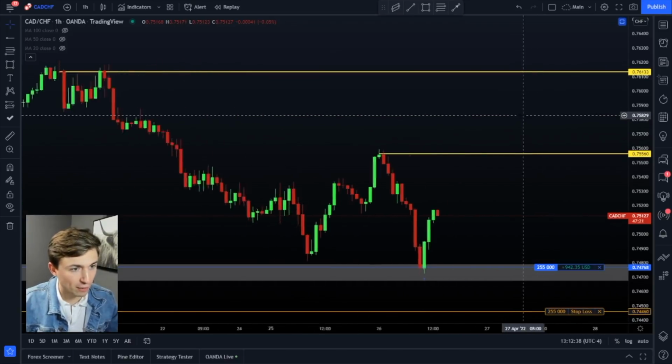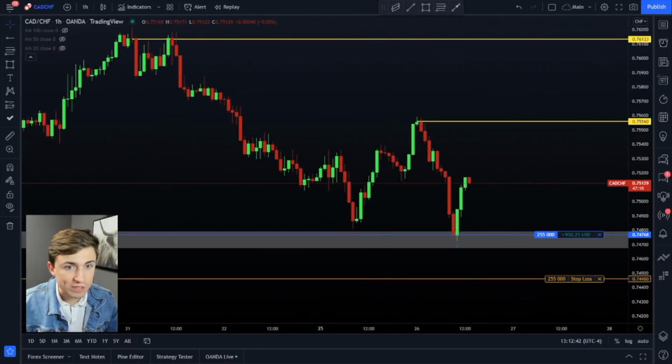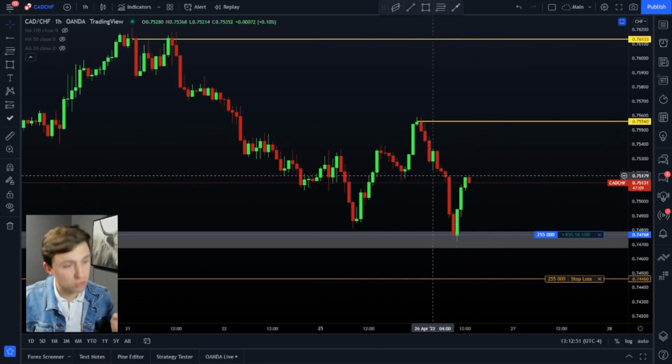Okay guys, a couple hours have passed since I initially took the trade, and looking at the 1 hour chart, you can see we very clearly saw a very strong reaction off of this support zone. Demand did come rushing in, which is awesome. So CAD Swiss is starting off well.